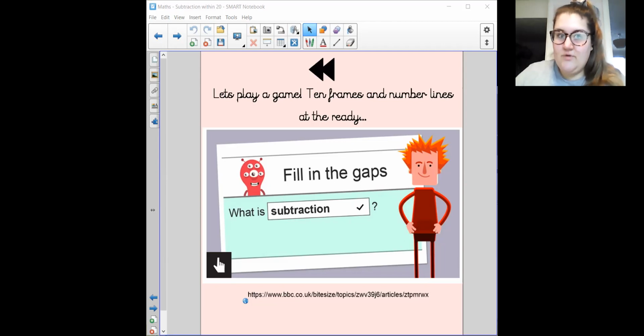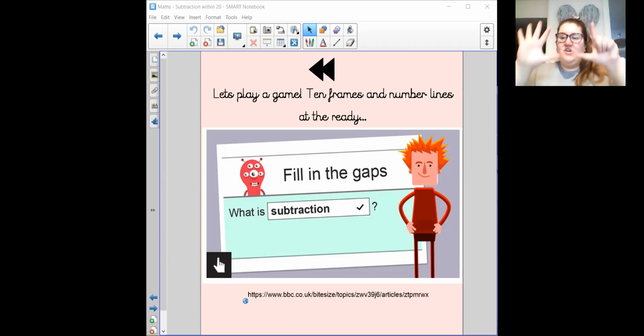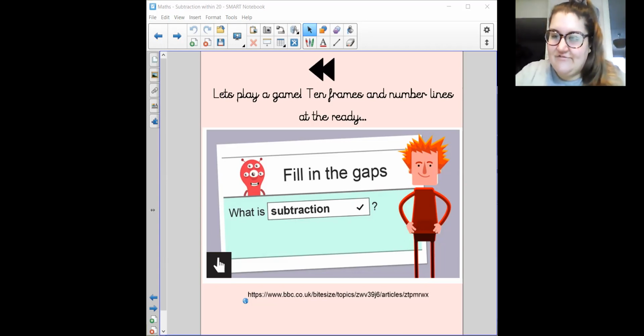Bonus round, right then. Albert the alien has 7 tentacles. If 2 tentacles are removed, how many does he have left? So at the moment he's got 7 tentacles, but if we were to take 2 away, how many would he have left? Can you answer that with your grown-up for me? Well done if you said 5. Let's check it. You got every question correct in the quiz. Fabulous. Right, so I'm going to stop that screen share and take you back to our maths slides today.